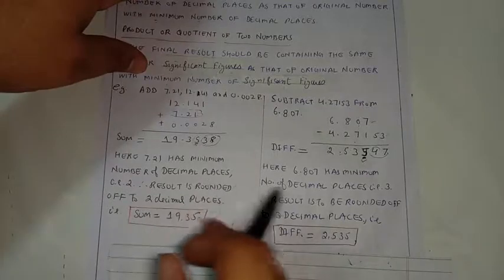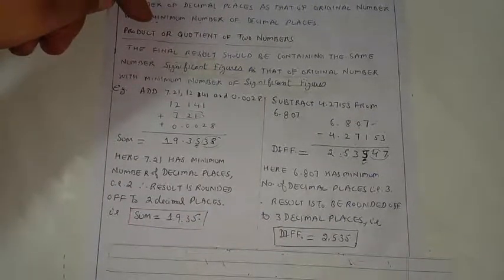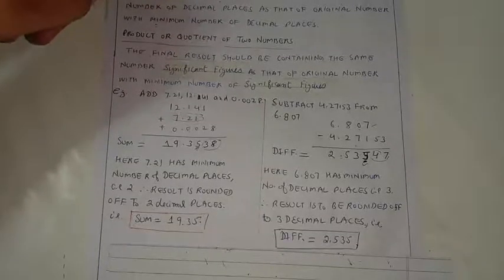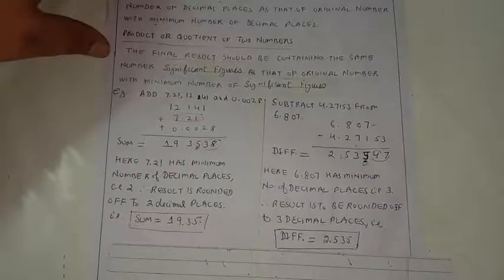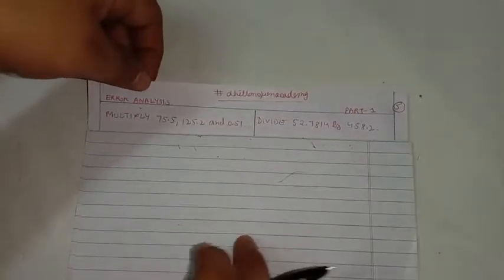So in this way, while doing addition or subtraction, we have to look out that our final result contains the same number of decimal places as the original number with the minimum number of decimal places. Now two examples, one of multiplication and one of division.